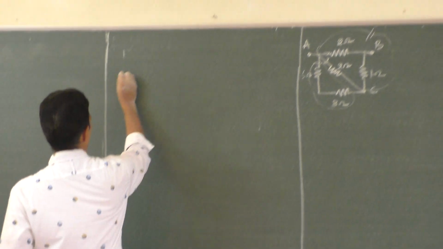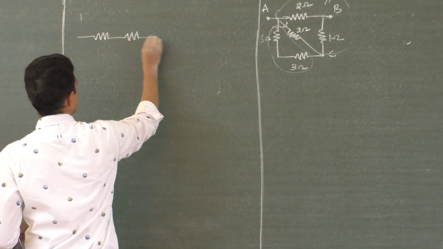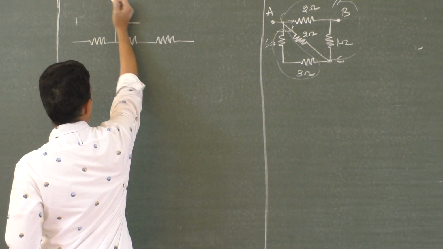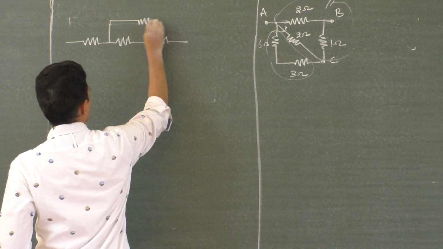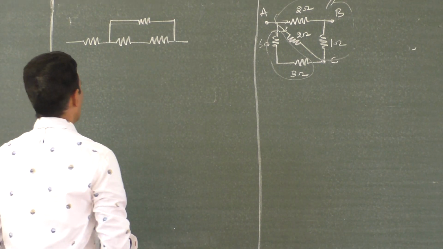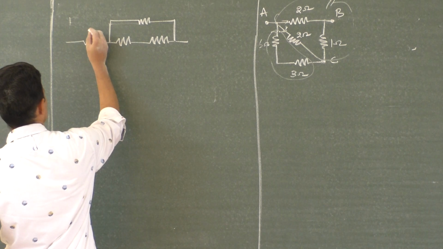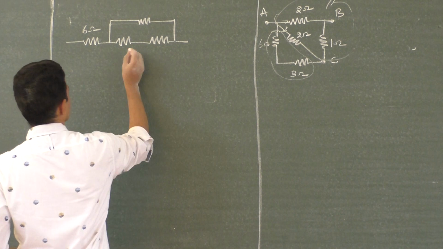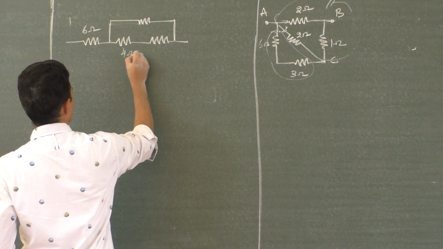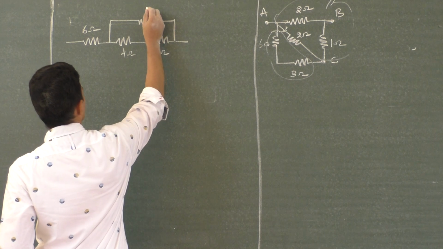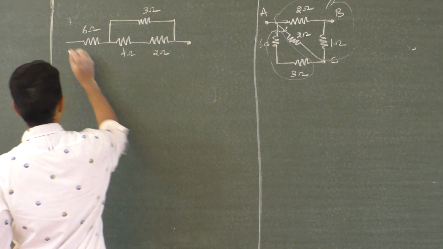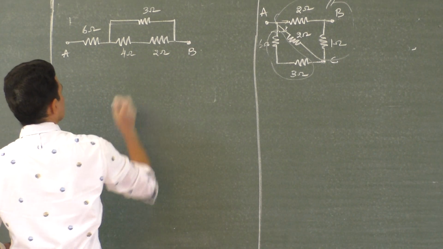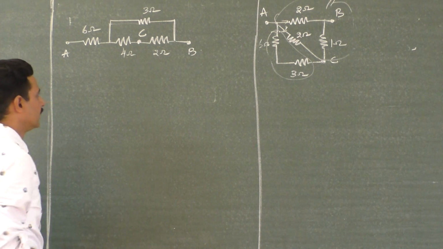Now, suppose you have resistors like this, and like this. And here is a resistor from here to here, say, like this. Now, say this is 6 ohm, and this is 4 ohm, and 2 ohm, and 3 ohm. Say this is A, this is B, and I will say this is C. I want one more point at C.